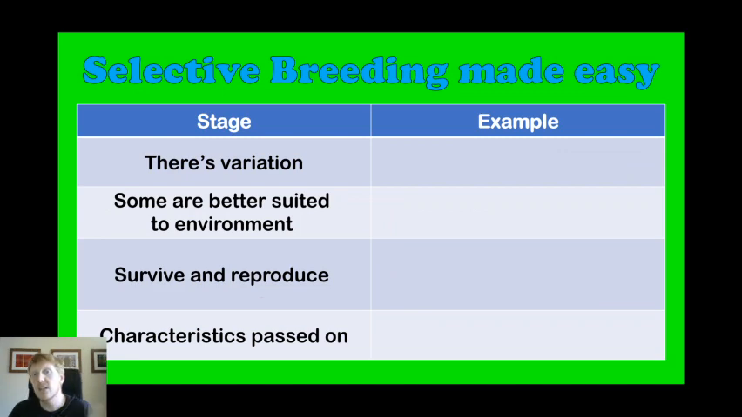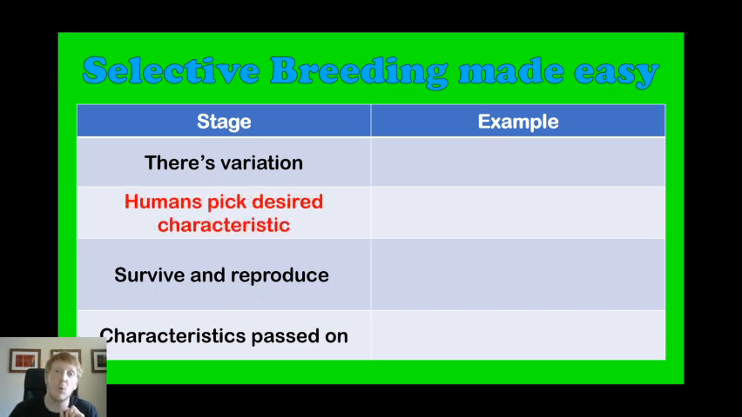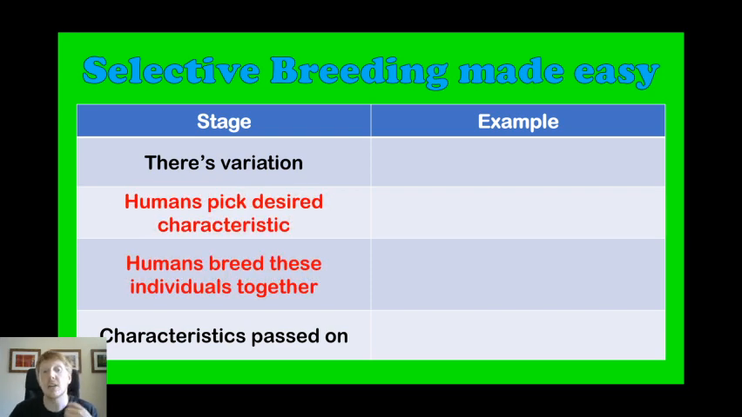Let's change gears and have a look at selective breeding now. And you'll notice that it's very similar. I'm going to change a couple in a second. So there's natural variation in a population, and instead of some being better suited to their environment, humans pick what we want, right? We pick the desired characteristics. And instead of survival and reproduction, we actually breed the individuals we want together, okay? So it's kind of in the middle part. Instead of natural variation and selection, it's kind of humans did it, right?